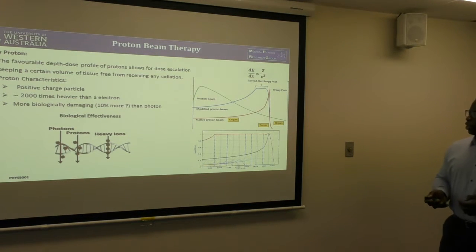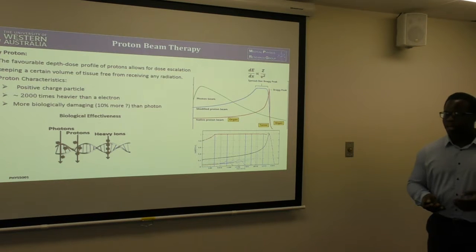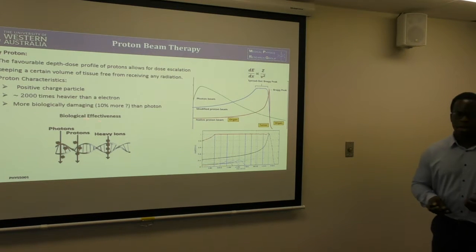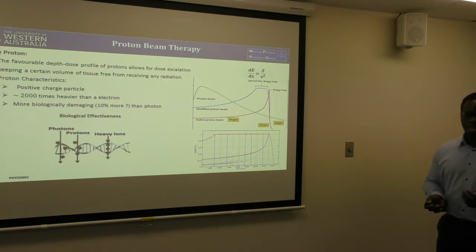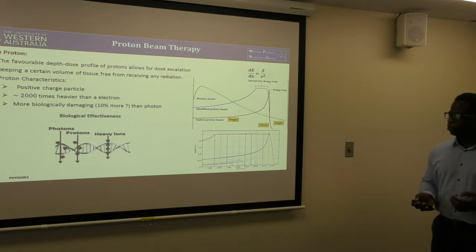The other thing to note is that for proton therapy, in order to achieve the uniform and conformal dose distribution, multiple beams with varying energy are needed to create what is called a spread out Bragg peak.